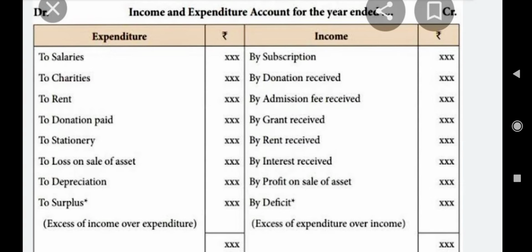Now see, if your income side total exceeds the expenditure, then you have a surplus. And if your expenditure side total exceeds the income, then you have a deficit.